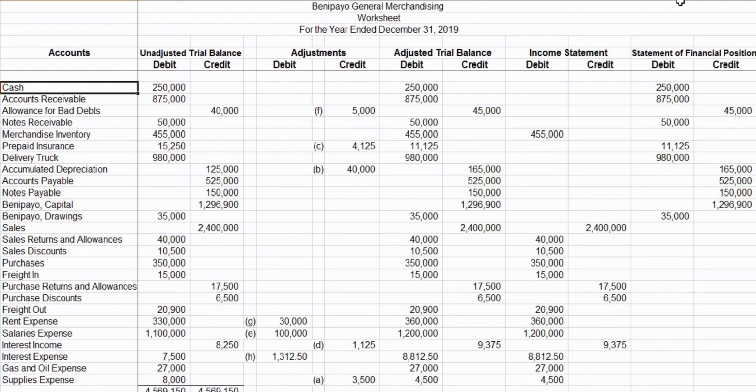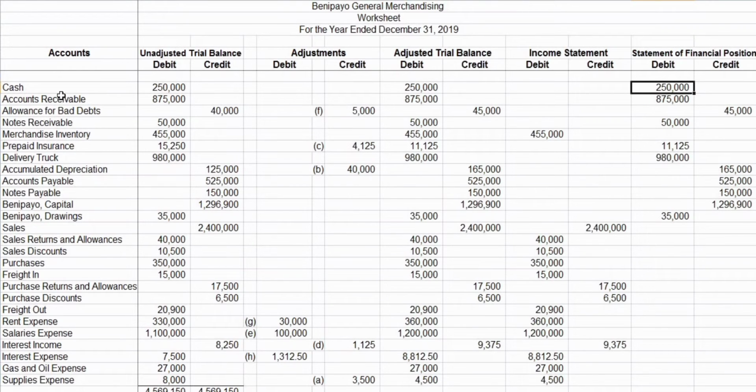When you have answered your own question, forward the amount found in the adjusted trial balance column to that financial statement. For instance, cash. Where is cash found? Being an asset, it is found in the statement of financial position. So, forward this 250,000 debit to the debit side of the statement of financial position.